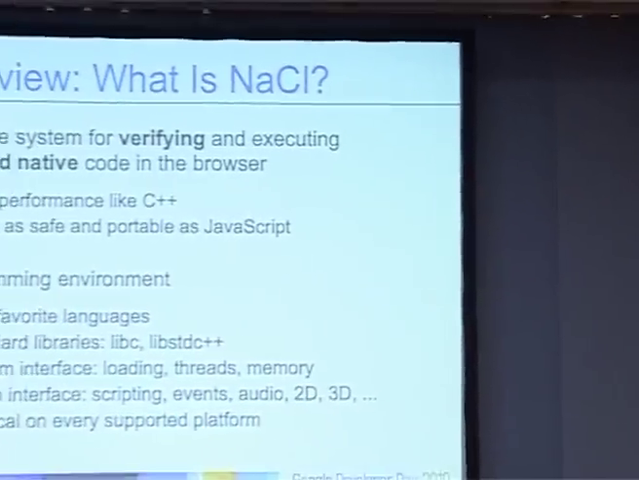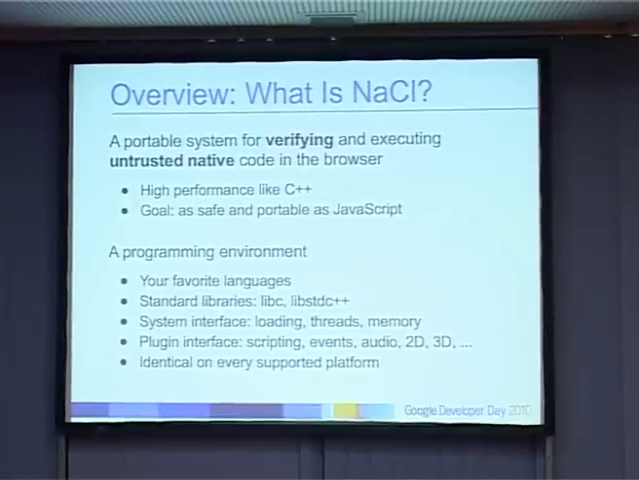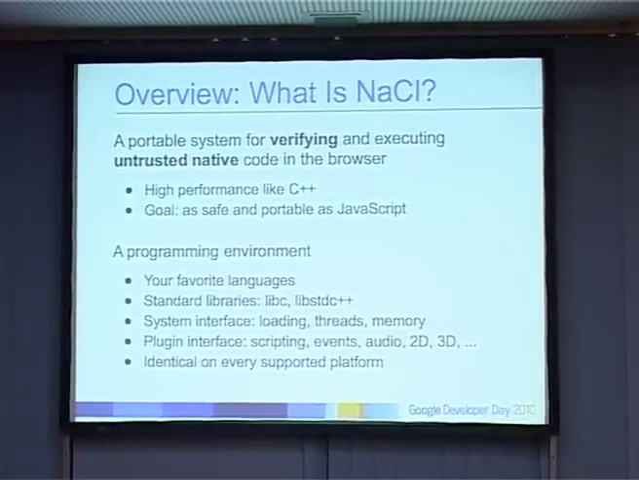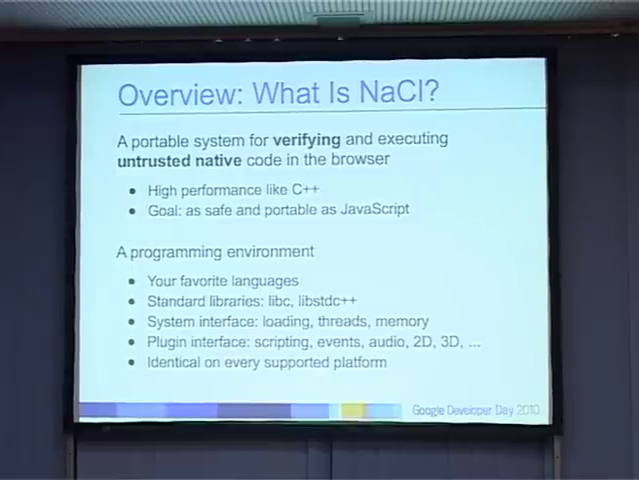What we've produced is a way to write native code, so you can actually use a compiled language such as C or C++. We have others coming up, and run this native code in the browser. So we've developed a method of sandboxing and verifying the code that you compile so that we can produce native code that runs on the hardware, on your CPU, on the client computer, with the same safety and portability as JavaScript.